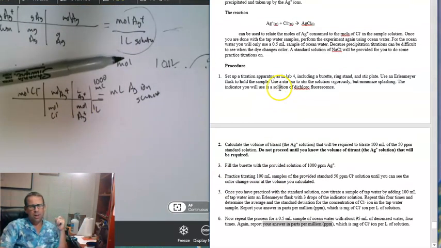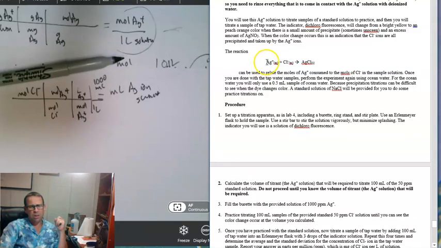The indicator, again, let's talk a little bit about how the indicator changes color. The indicator changes color because of the silver ions that will attach to its surface. So initially, the indicator is in the presence of the chloride ion, negative charges, but as the silver ion adds, it will take away those chloride ions, and eventually, an excess amount of silver nitrate will begin to change the color of the dye. So it's those excess silver ions that change the color of the dye.